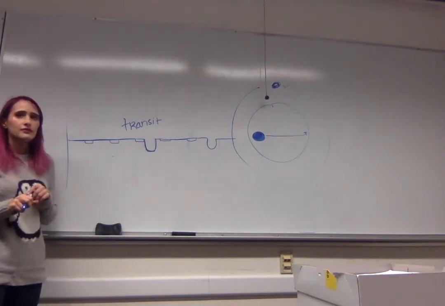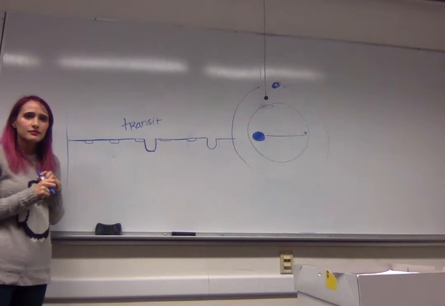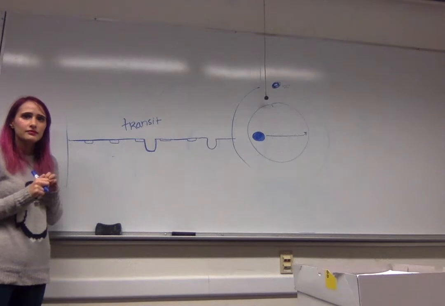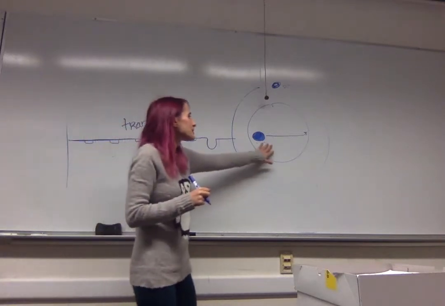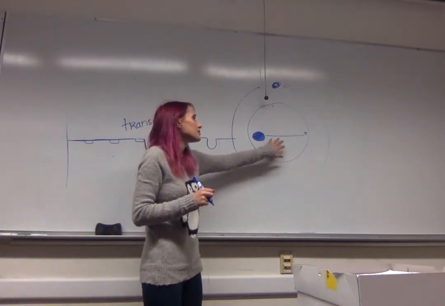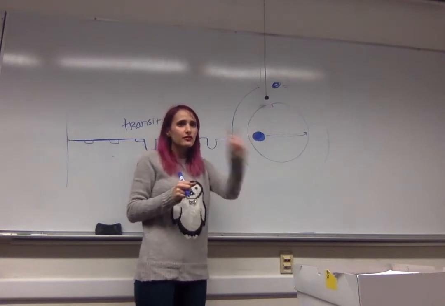Yep? Can you explain the conditions again for the distance? You said that something has to be in between us, when you're talking about the distance from the planet. Oh, so this basically just means that the planet has to come between us and the star for us to be able to detect it, right?